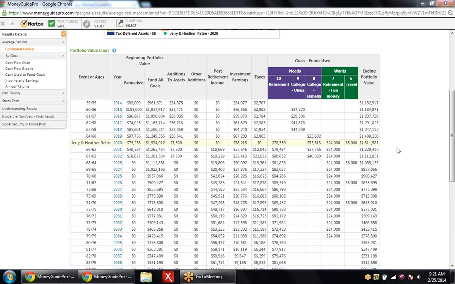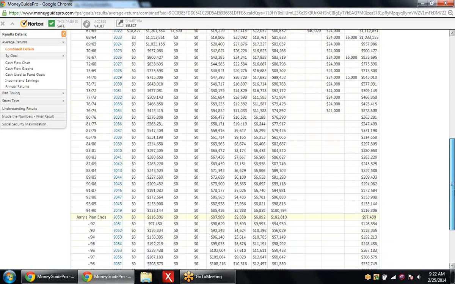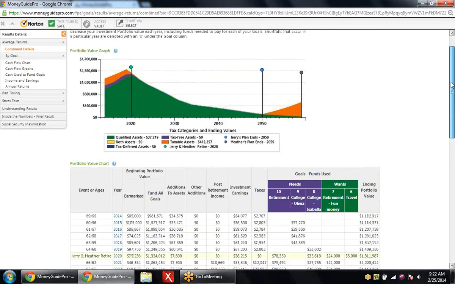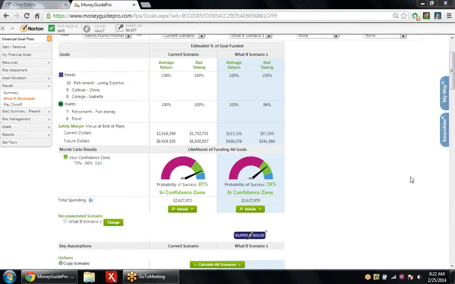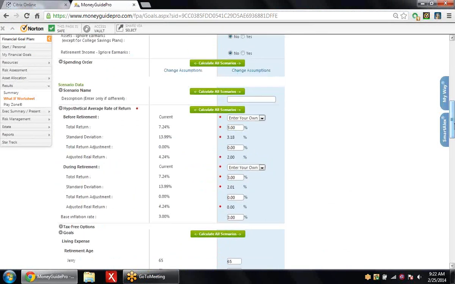And as you'll see in this one example, the portfolio value goes down pretty low. So this is a portfolio and a financial plan that is not going to be as sturdy as we'd like it to be, ideally. We're going to close out of this for a minute and look at the What If scenario and what we can change in here to impact the plan. One of the things we can change is the rates of return.